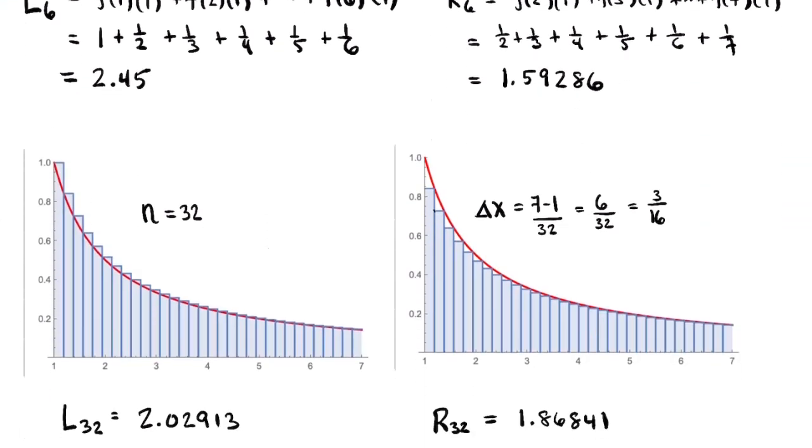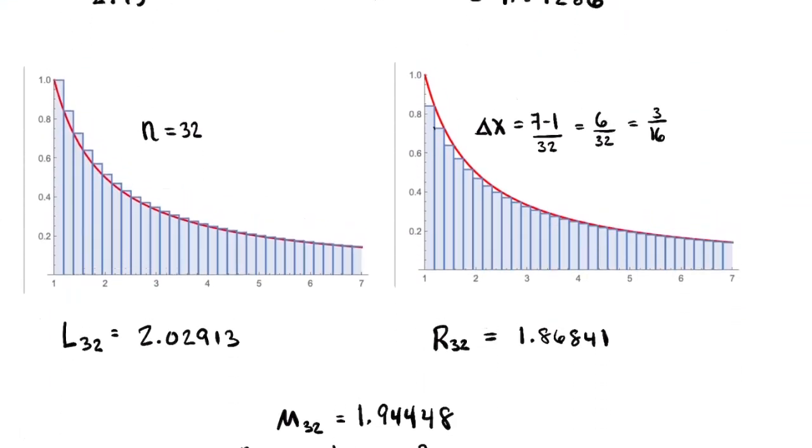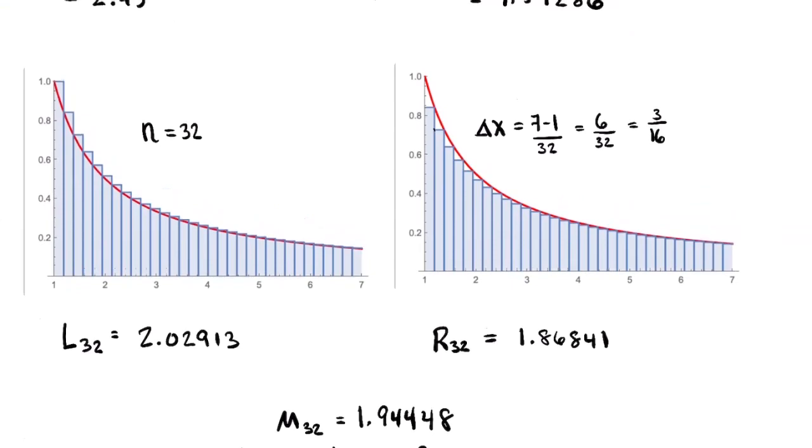Here, I've got a picture drawn. I won't even write out the terms in the sum, but here I've drawn the picture with 32 rectangles. Okay, so I took my interval of width 7 minus 1, 6, and I divided it into 32 pieces. So they each have width 3/16.